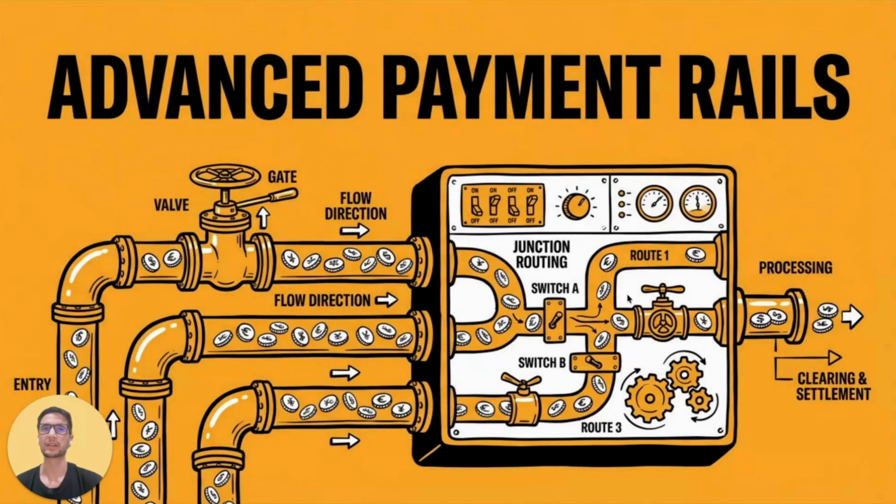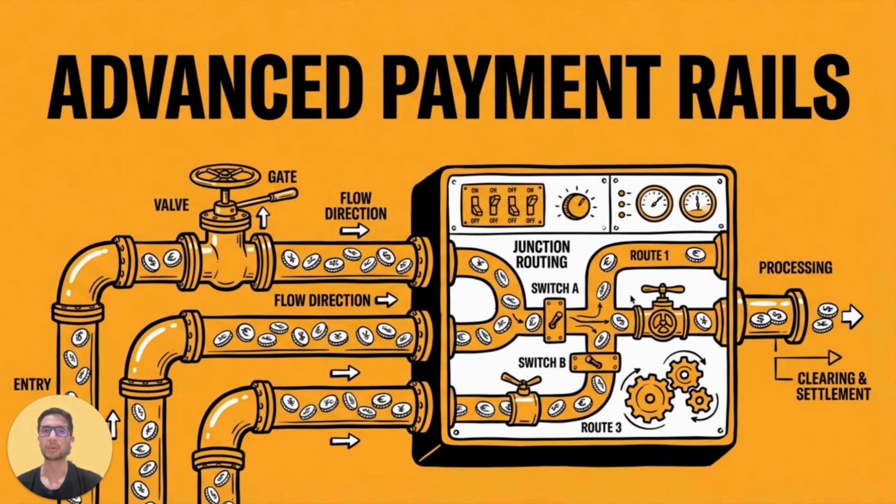So you understand operators, you get allowances. Now let's talk about actual pipes that money flows through: payment rails. And I know I've mentioned rails before, but there's actually a lot more you can do with them than just pay for storage. Let's get into the advanced patterns.